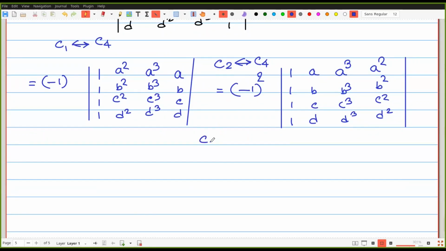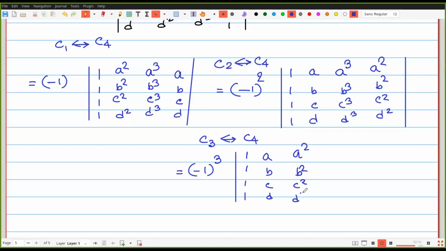So here we are interchanging C3 and C4. Another interchanging of column, so another minus 1. So minus 1 whole cube. So that one is becoming 1, 1, 1, 1. A, B, C, D. Both are same. Now the fourth column is the third column: A square, B square, C square, D square. And A cube, B cube, C cube, D cube.